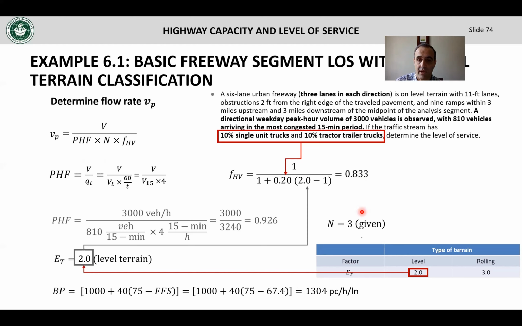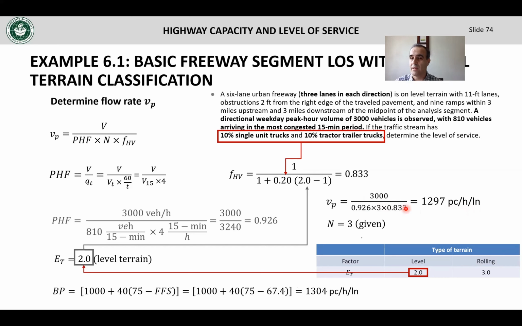And together with the number of lanes, okay, so with the number of lanes, I can already apply everything into this equation. So with that, the heavy vehicle adjustment factor, number of lanes, and peak hour factor, it's just a matter of plugging those values into this equation together with the 3,000. And we get a flow rate of 1,297 passenger cars per hour per lane.